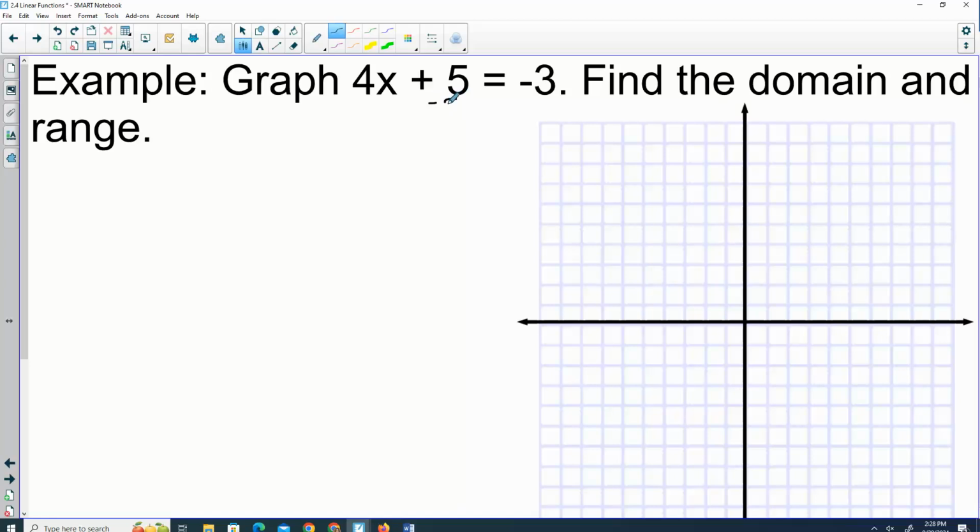If I subtract my 5, I get 4x equals negative 8. Divide, so x equals negative 2. What does that mean? If it's x equals, it's a special line. That is your vertical line. So if it's just x equals a number, that's a vertical line at negative 2.